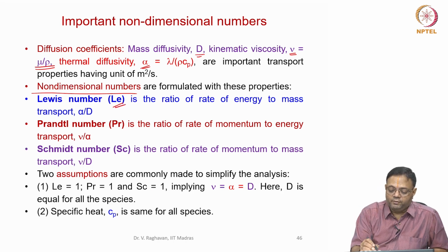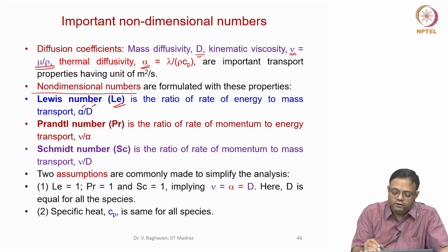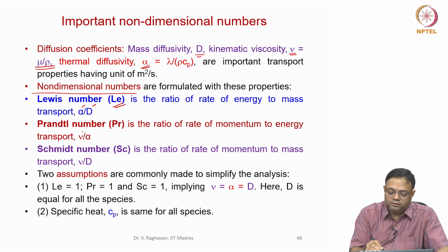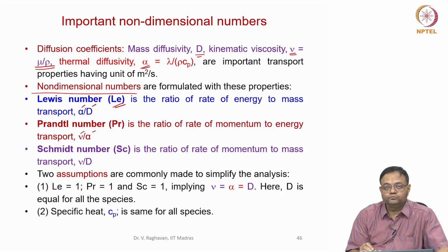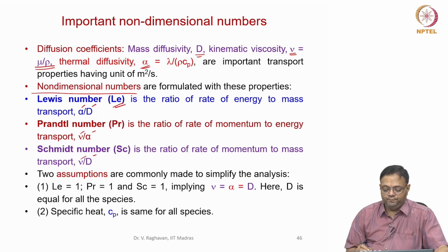First one is the Lewis number, which is the ratio of thermal diffusivity to the mass diffusivity. Prandtl number, see there are three diffusivities. So the Lewis number takes into account the ratio of the thermal to the mass. Prandtl number is nu by alpha, momentum to energy. Then Schmidt number is nu by D.